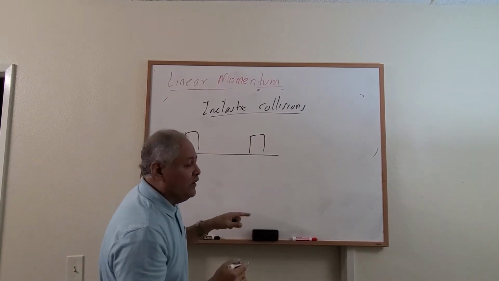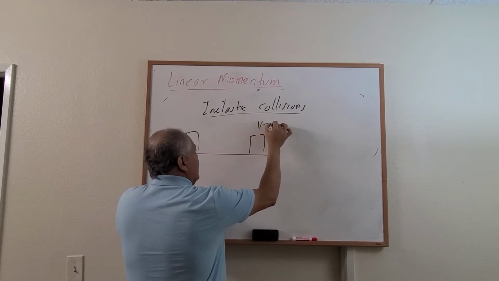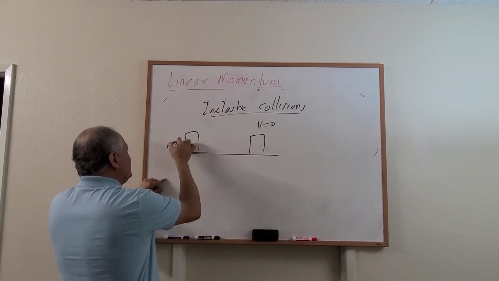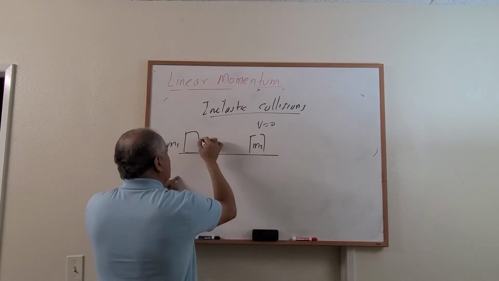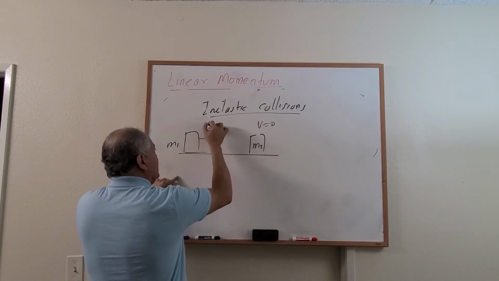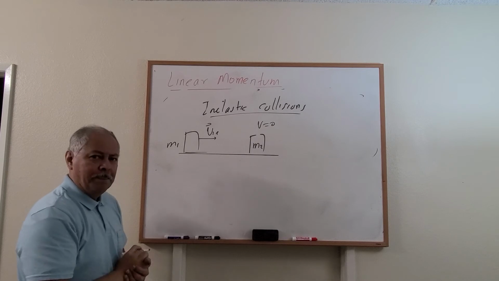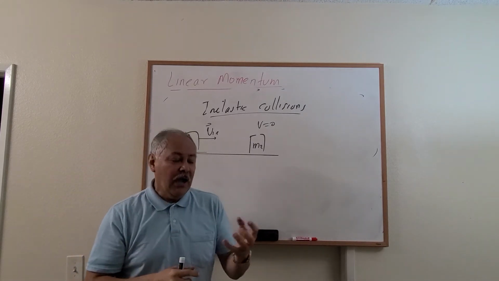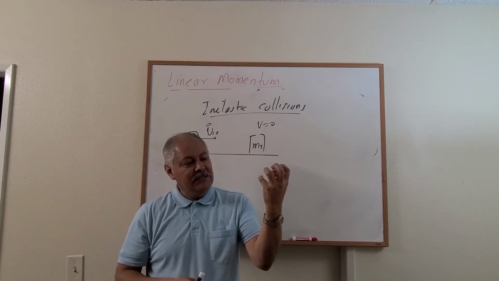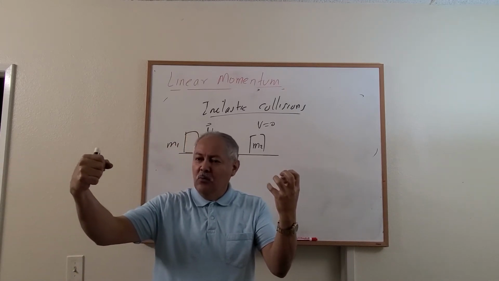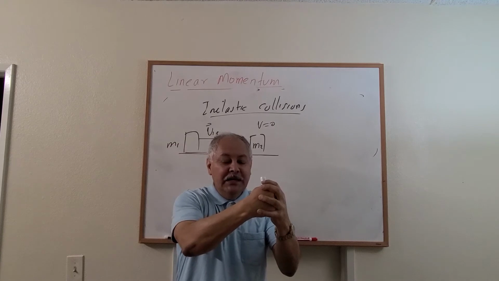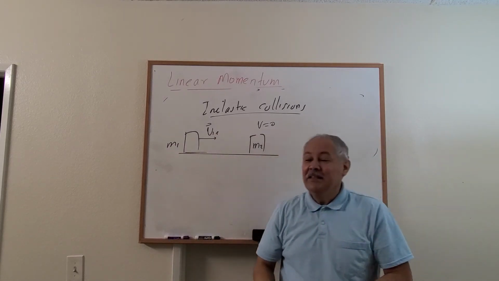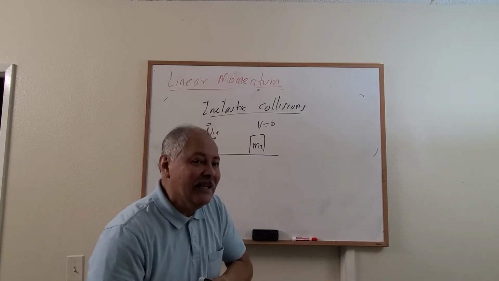One of them is at rest, so this initial velocity is 0. Let's call this one M1 and this one M2, with this initial velocity in this direction. A completely inelastic collision is when we have an object at rest and another one moving toward it, and they hit and stick together and move as a single piece.